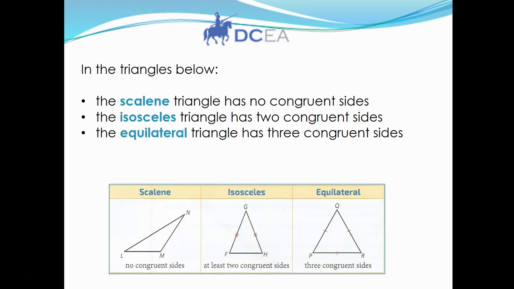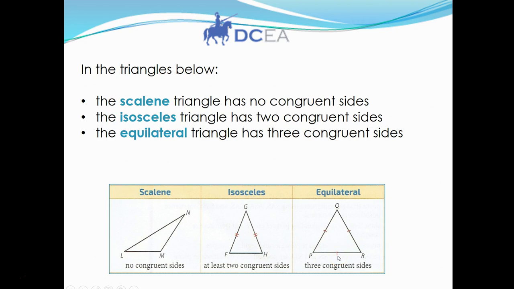In the triangles below, we're going to learn that you can also classify triangles by their sides. The last triangles we talked about, the acute, obtuse, and right, were classified by their angles. In this instance, we have the scalene triangle, which has no congruent sides. We have the isosceles triangle, which has two congruent sides. You can see the congruency marks here on FG and GH. The equilateral triangle has three congruent sides, and you can see the hash marks.